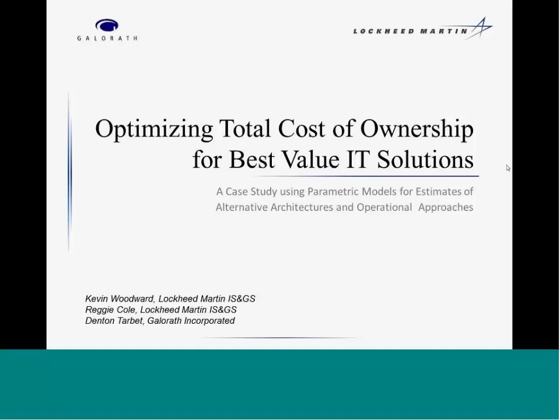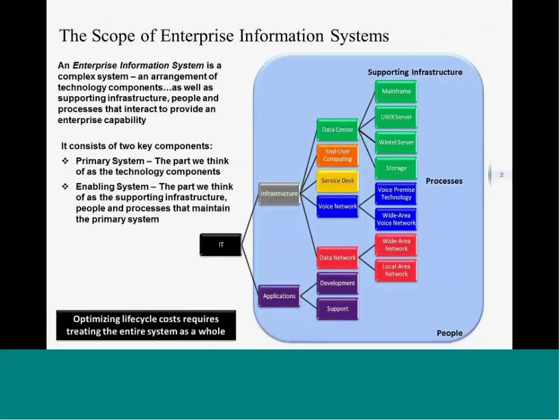To begin, I'd like to define three concepts that will help us as we consider our case study. First, I'd like to introduce the concept of the Enterprise Information System. Now, as you can see from this slide, an Enterprise Information System is a complex arrangement of technology components that begin with infrastructure and applications, and it also includes processes and people.